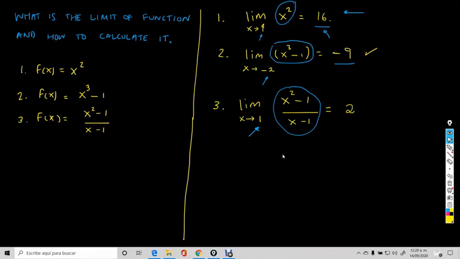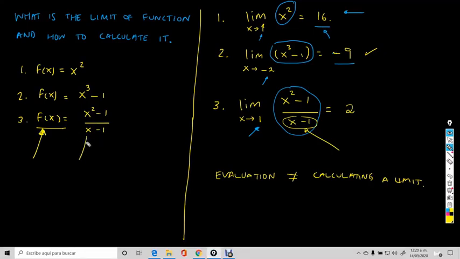It's not the same as evaluating a function. You cannot evaluate this function at this value of 1 because you will have a division by 0 over here, and that's just not a possible operation. So that is why evaluating a function is not the same as calculating a limit. Not always. They're not always the same. Okay, so basically that's how you work with limits. You just want to know to what value f of x approaches as your variable approaches a specific value. Okay, that's how it works.